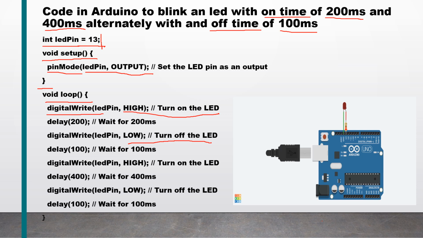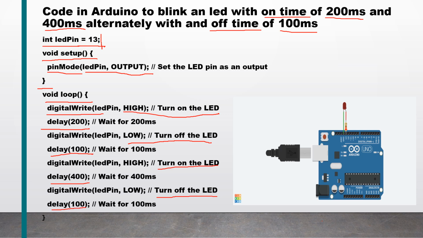So what's the function of delay? Delay pauses the program for the amount of time in milliseconds specified by the parameter. Here it is specified as 200 milliseconds. Generally 1000 milliseconds equals 1 second. So we turn on the LED with a delay of 200 milliseconds and turn it off with a delay of 100 milliseconds. Again we turn on the LED with a delay of 400 milliseconds, and again turn it off with a delay of 100 milliseconds.